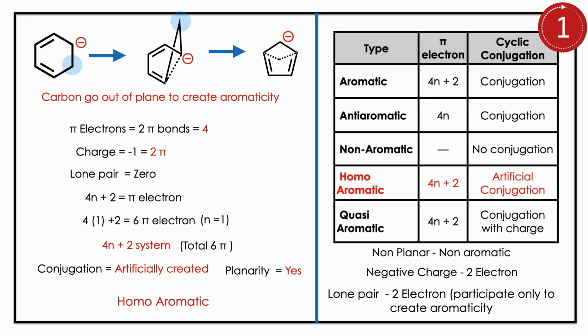So the system is homoaromatic. A homoaromatic system is created by established conjugation, or artificial conjugation.